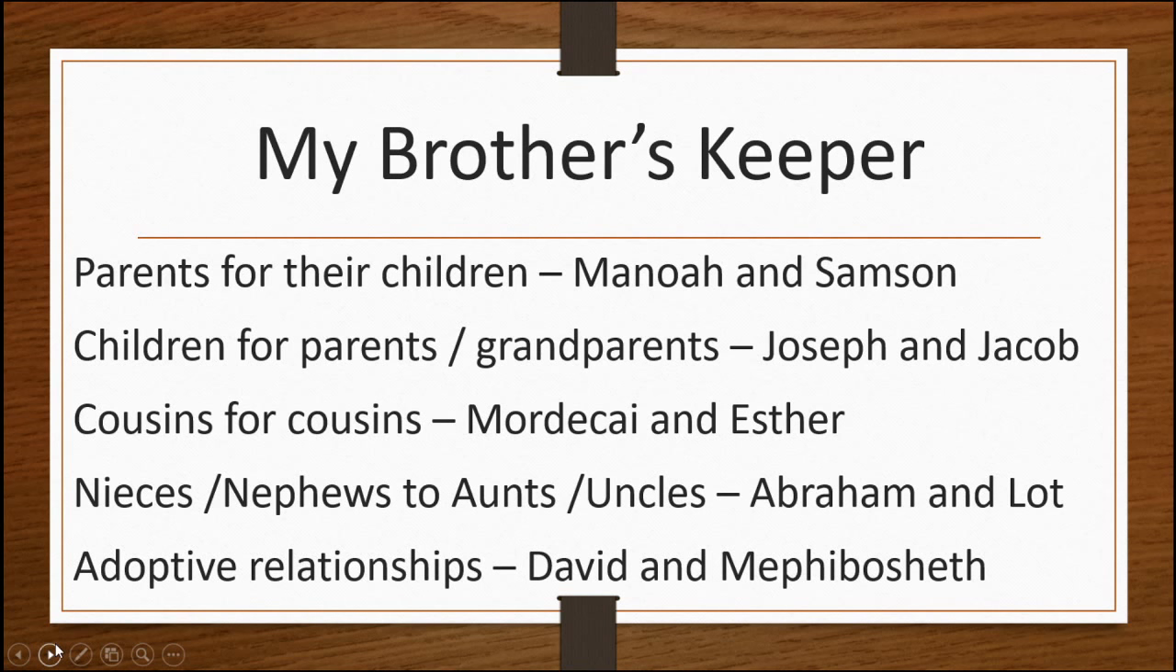Here's one more to consider. How about adoptive relationships? Here's a great example of an adoptive relationship. David adopted Mephibosheth. You know, it's kind of interesting, Mephibosheth probably wasn't a child whenever he was taken in by David, but we read that David adopted Mephibosheth, who was a son of Jonathan, and brought him into his home and seated him at his table and made sure that his needs were taken care of.